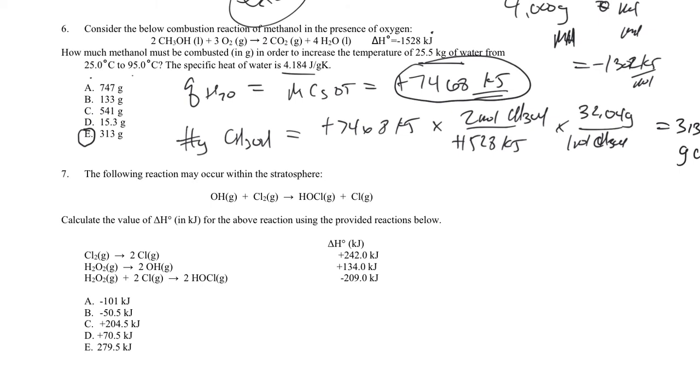So consider this reaction here of OH plus Cl2 goes to HOCl plus Cl. Calculate the delta H for this reaction here. We want to find the delta H for this reaction using these reactions down below. Okay, and so this just becomes kind of like a puzzle, maybe a better thing than a word problem, of just how do I need to manipulate the reactions to add up to our desired reaction.